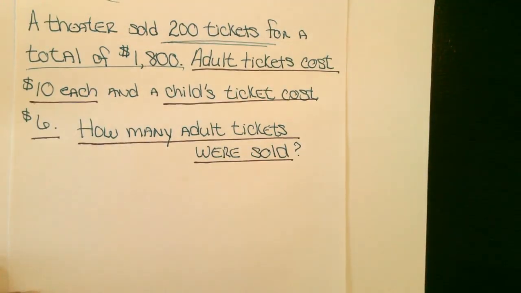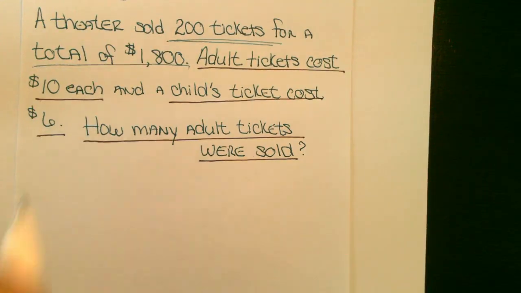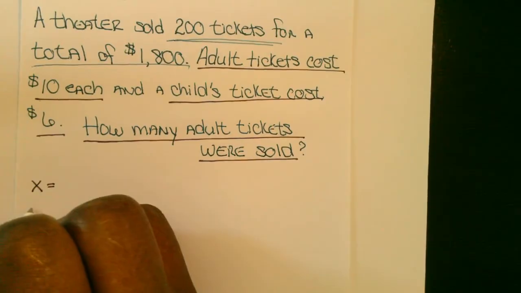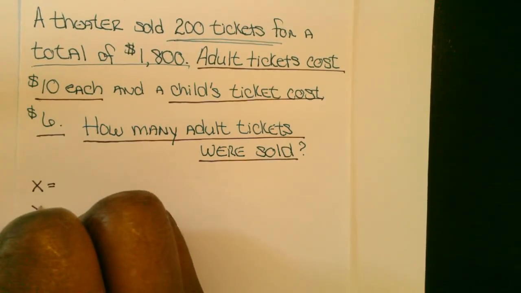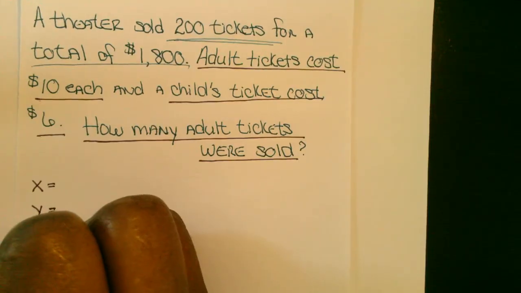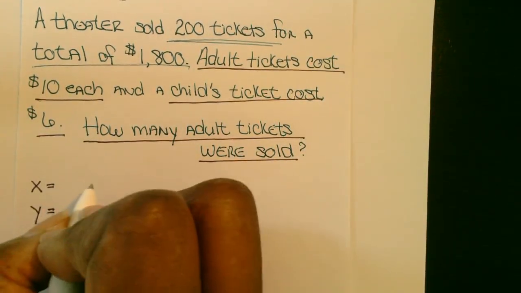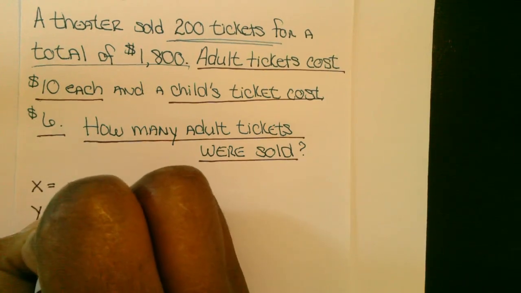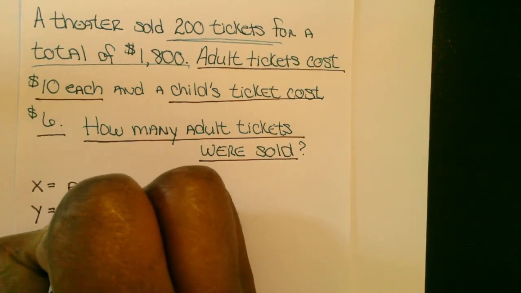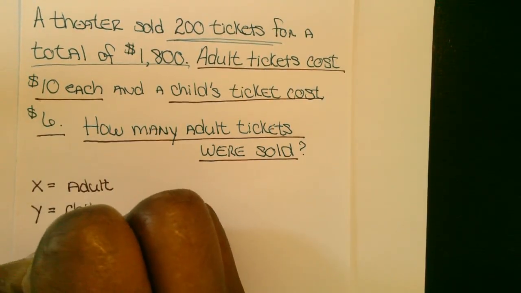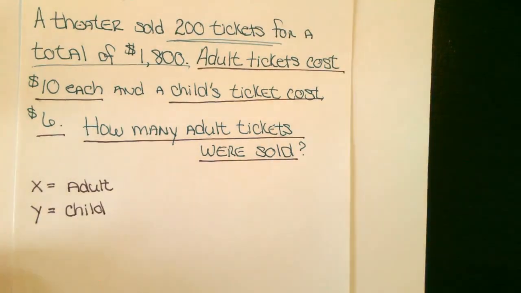So now I know my variables. I'm going to use X and Y, because sometimes my A's, especially lowercase a's, look like zeros, and then just sometimes my handwriting can throw me off. So I'm going to say X is going to be my adult tickets, and then Y is going to be the child's tickets. So always have some kind of key.